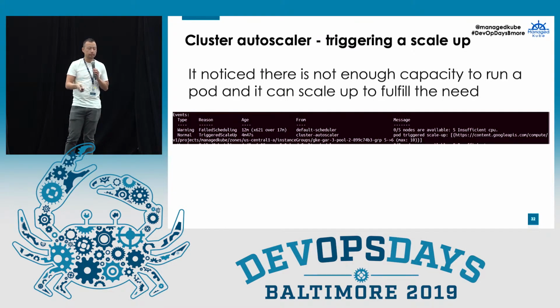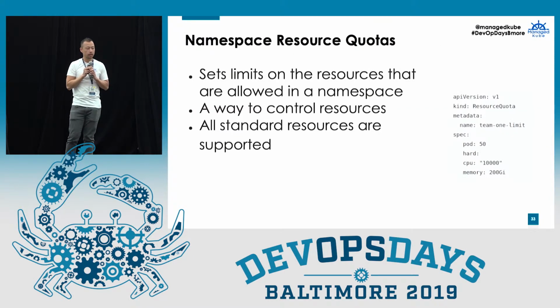And then on the flip side, it will also do the reverse, right? When you have scaled down and this pod is no longer there, the cluster autoscaler will delete this node and scale your node count down. So this will help you automatically manage your node counts in your fleet of Kubernetes nodes.